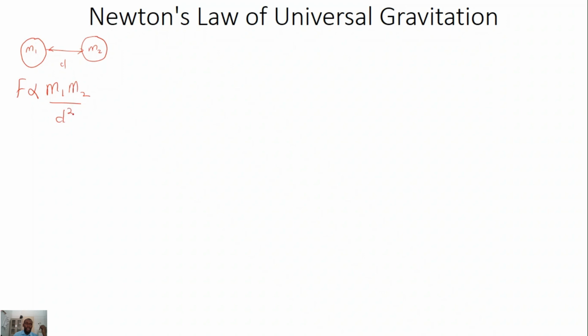the distance between them. Evaluating this expression further, we can say F is equal to G M1 M2 divided by D squared, where G is a constant known as the gravitational constant.